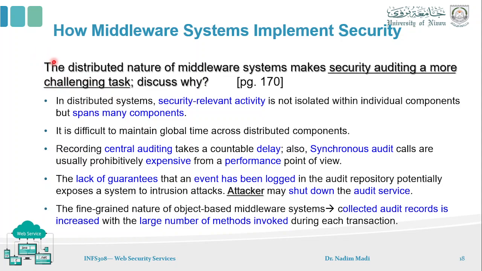This is a really important question, which I put in the form of a discussion. It asks: the distributed nature of middleware systems makes security auditing a more challenging task. Discuss why. In other words, why do you think auditing is not a straightforward task, or a point-to-point task? Of course, there are many points to be discussed. For more details, you can refer to page number 170 and read more information about that. But first of all, let me just wrap up the points.